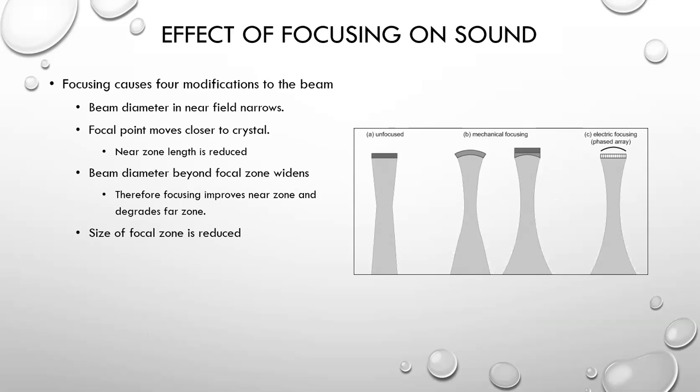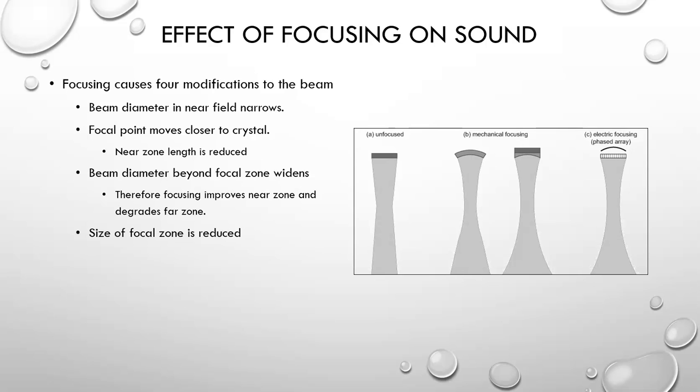Different effects of focusing on sound include, in the near field, the beam diameter narrows. The focal point will always move closer to the crystal when it is focused. It will never move farther away than an unfocused beam. The beam diameter beyond the focal zone widens. As I said, it diverges quicker.